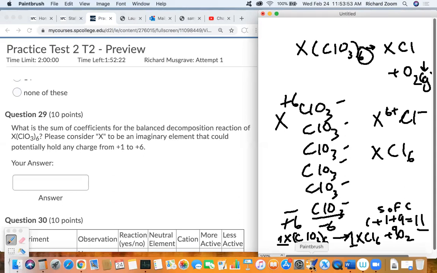Well, you'd have to figure out the oxygens in here, because the X's balance, the Cl's balance. What doesn't balance is the oxygen. So you've got 18 on the left and just 2 on the right. So we need to put a 9 in front of that one in order to make that 18. So it's okay. So that's 1 X on the left side, right? Yeah. 1 X and then 1 X. Okay. Now, I didn't have to put the ones in front, but I did just for the sum of coefficients.